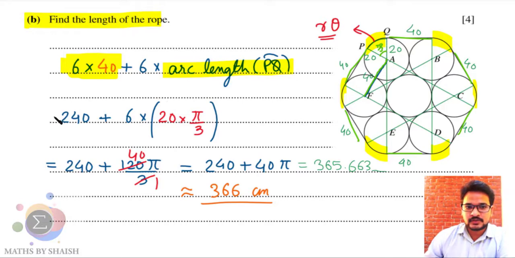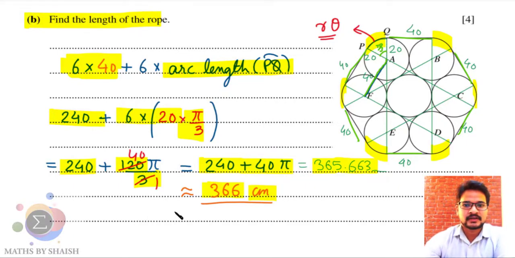There are 6, so that's why we multiply by 6. R is 20, the radius is 20, and the angle is pi by 3. So we will calculate 6 into 20 into pi by 3, that is 40 pi. So we got 240 plus 40 pi, which is 365.663 from the calculator. We can write our answer to 3 significant figures, that is going to be only 366 centimeter. Hope it is fine.